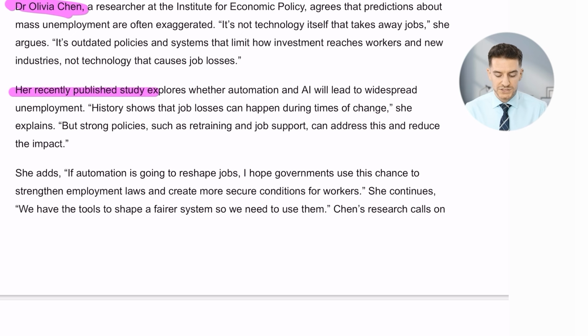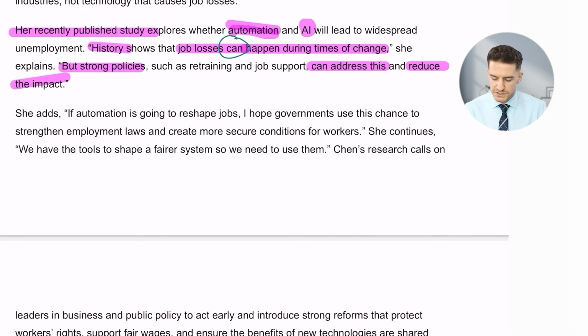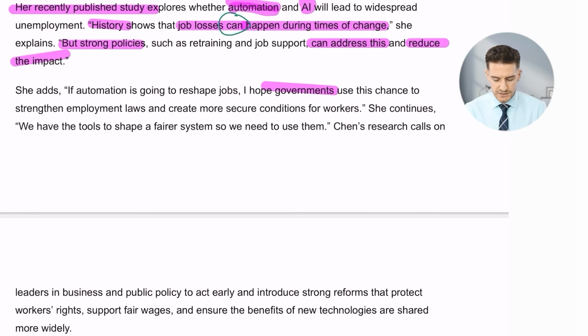Here we go. Her recently published study, let's keep reading, explores whether automation, there's automation that was mentioned in the options, and AI will lead to widespread unemployment. History shows that job losses can happen during times of change. Can happen, so it's possible. But strong policies can address this and reduce the impact. She adds, if automation is going to reshape jobs, I hope governments use this chance. If you remember, one of the options was talking about governments. So let's just quickly check this.